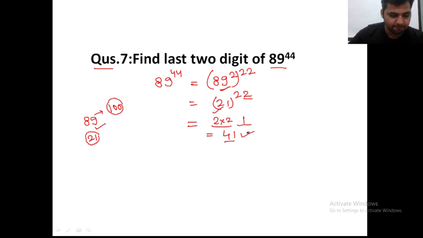Okay. Is this clear? Ashish, now have you got this answer right? Have you checked your calculation mistake? You got the concept? The last two digit of 89 power 44 would be 41. Okay.